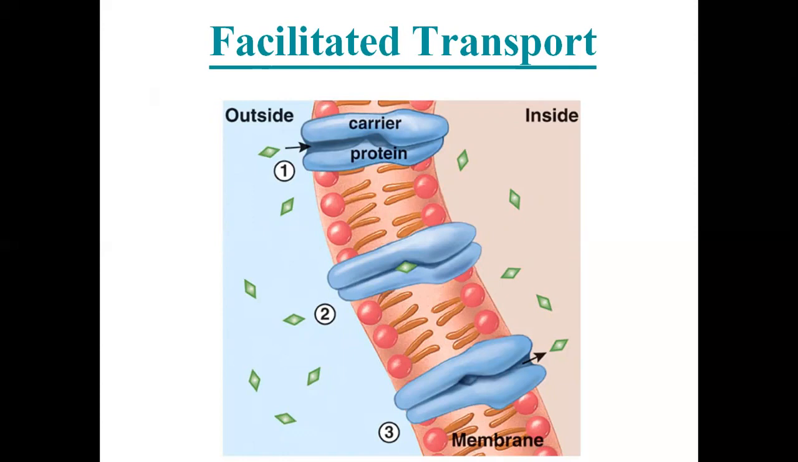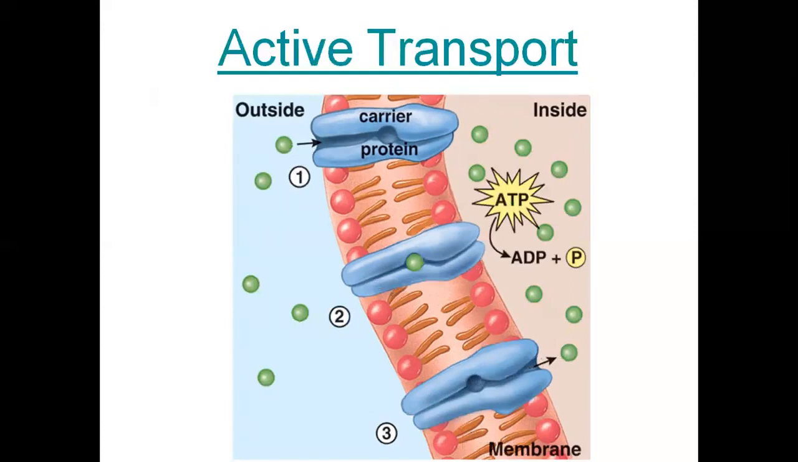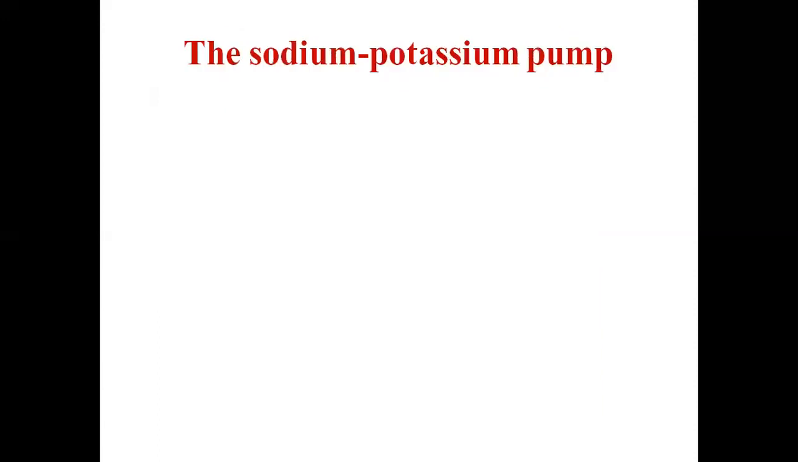The integral protein, or carrier protein, plays an important role in moving molecules from outside to inside. Active transport requires energy for the movement of molecules. Molecules of larger size can enter by the carrier protein with the help of energy in the form of ATP. This transport requires energy in the form of ATP, and we call it active transport.